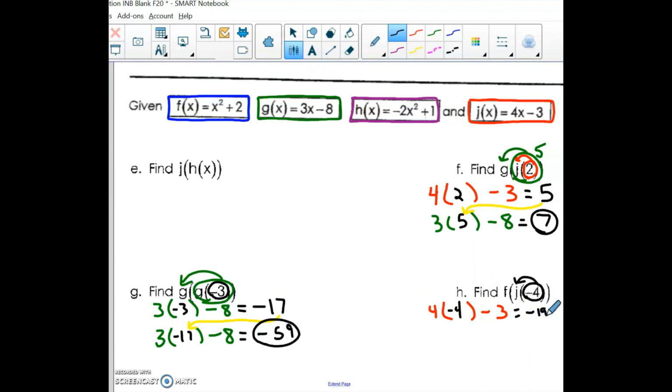We take that value that we just found, and we're going to plug it into the F function. The F function is blue, so it's something squared plus 2. So we take our negative 19 that we found, and we plug it in there. Negative 19 squared plus 2 gives me 363, and that is our final composition.